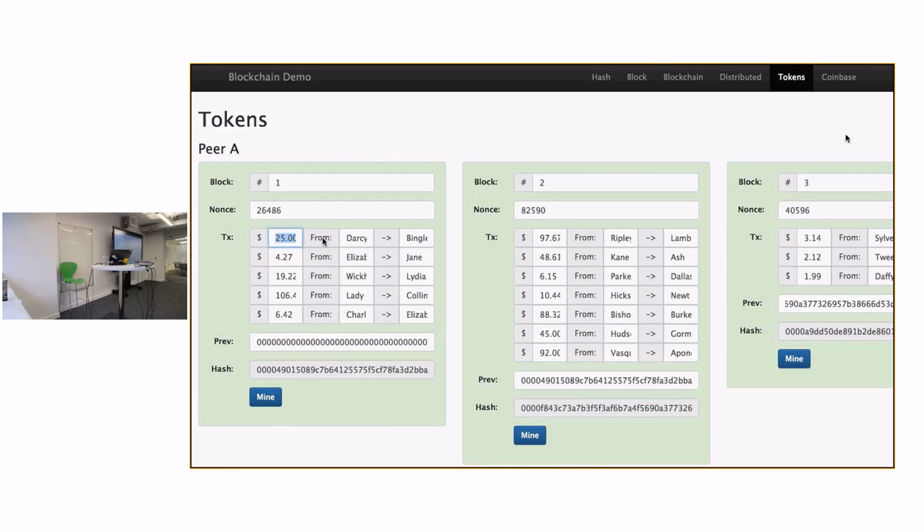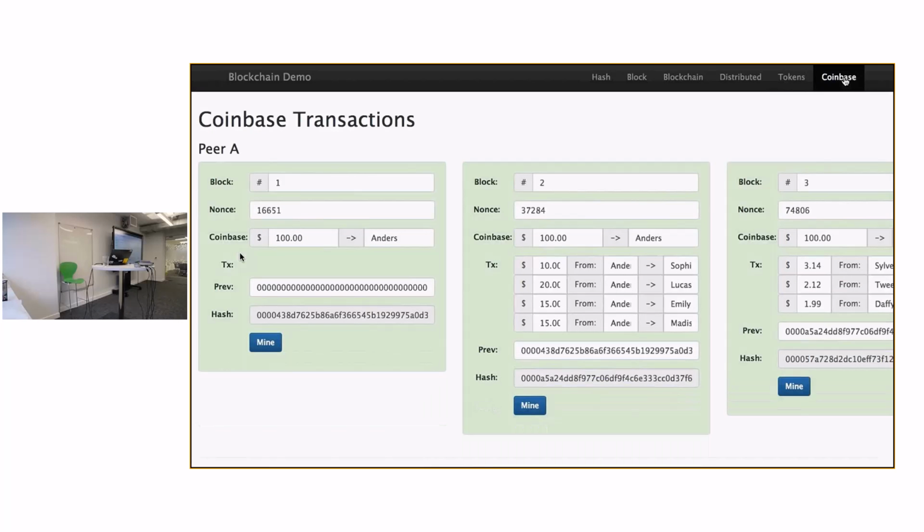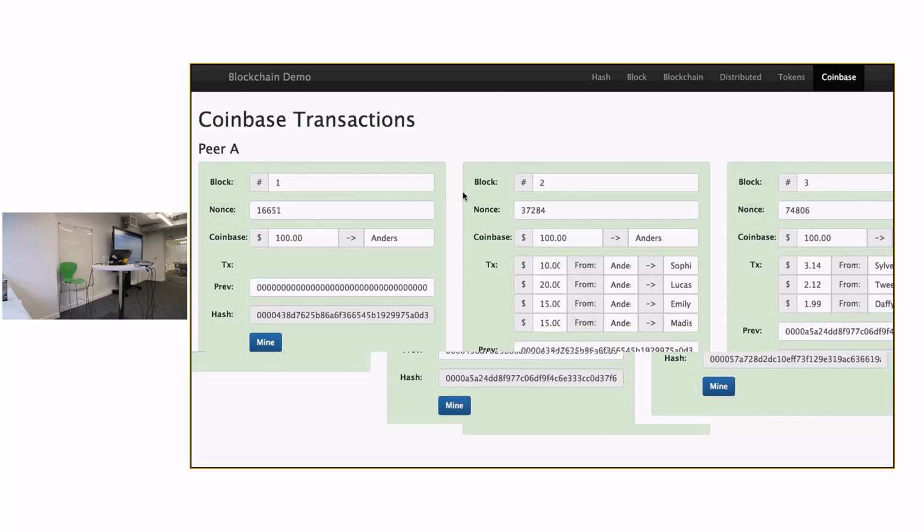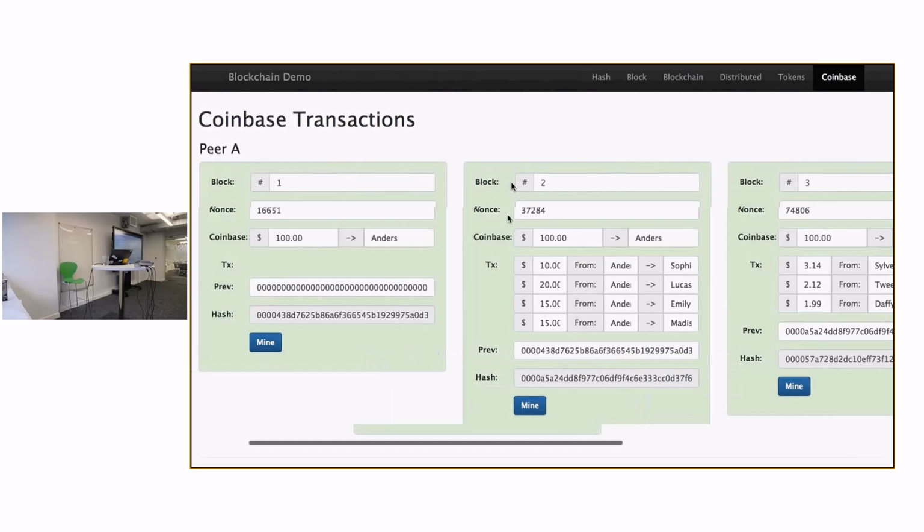If we look back here at Coinbase, we're going to add a Coinbase transaction to our blocks. This is very similar to what we've seen before, but we're just adding a Coinbase at the top. What that's saying is we're going to invent $100 out of thin air and give it to Anders. There are no transactions in this block because nobody had any money previous to this. In the next block, another $100 comes out of nowhere and goes to Anders. I'm a fan. I love it, right? I'll take $100. Now we have some transactions. You can see that they're all from Anders, because I'm the only one who has any money at this point.